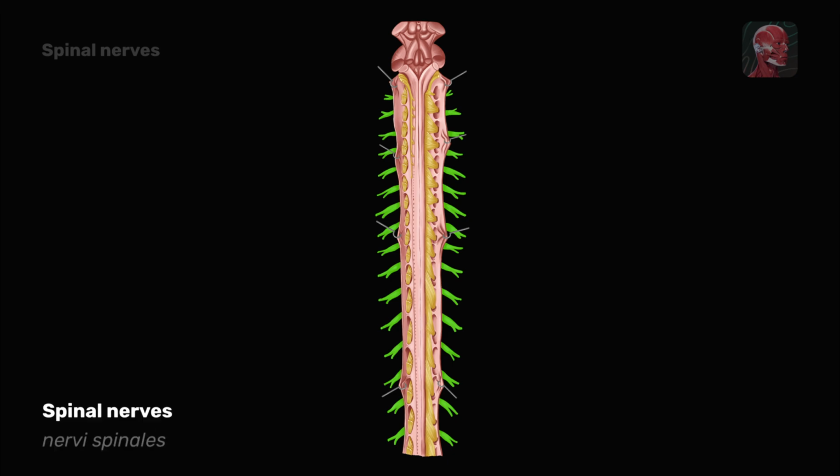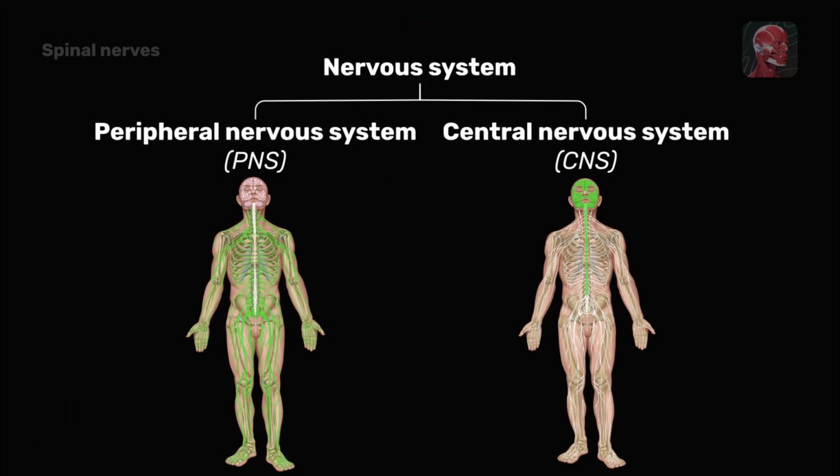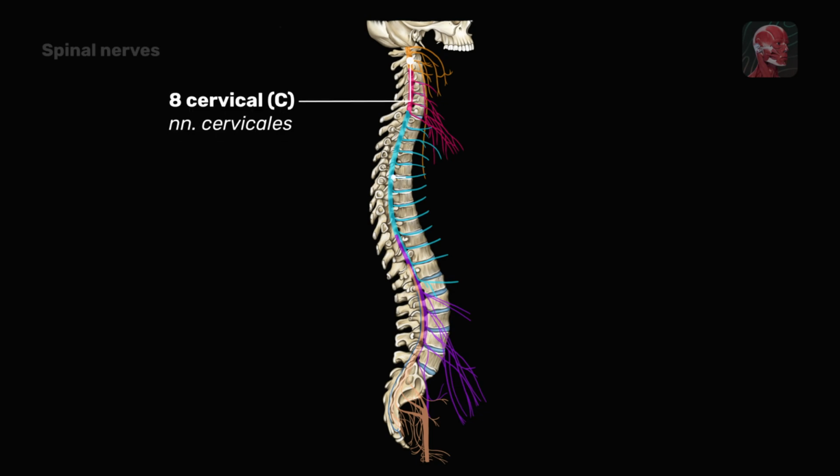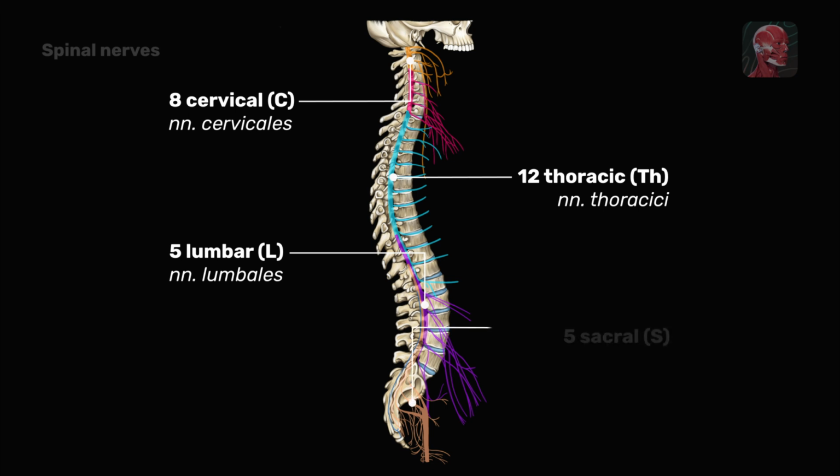In this video, we're going to discuss the anatomy and function of the spinal nerves. Before diving into it, let's recall that the nervous system is structurally subdivided into the central nervous system, CNS, which includes the brain and spinal cord, and the peripheral nervous system, PNS. Spinal nerves arise from the spinal cord. There are 8 cervical, 12 thoracic, 5 lumbar, 5 sacral, and 1 coccygeal spinal nerves.